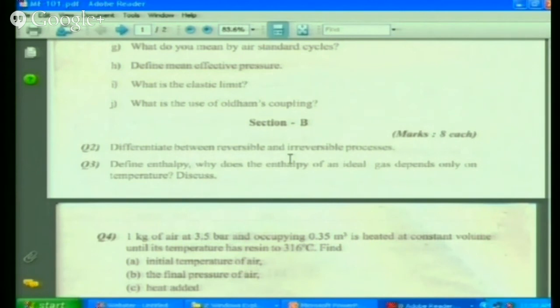And the thing which is written is discuss. Here again it went wrong. Here it should have been: enthalpy of an ideal gas depends only on temperature. Do you agree or do you disagree? Give reasons. Give reasons. That should have been the way of writing the question.